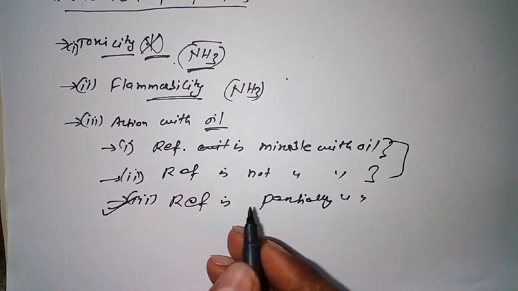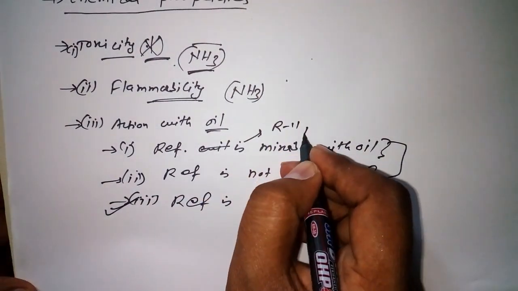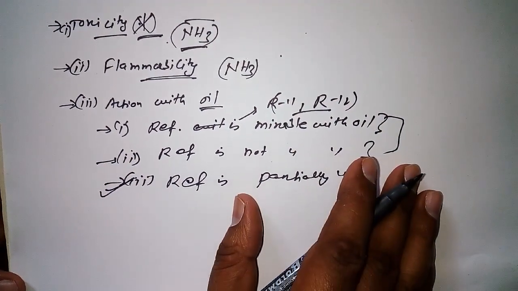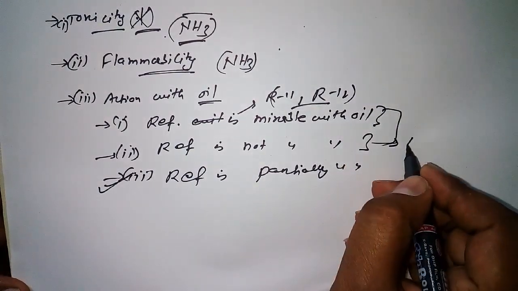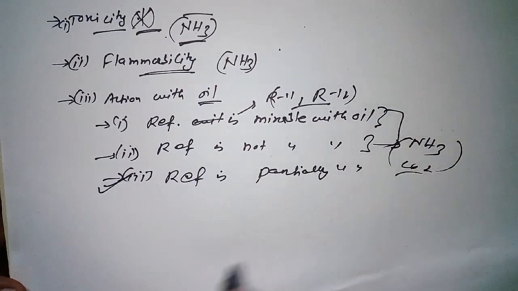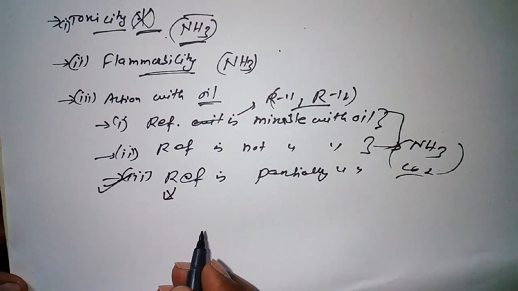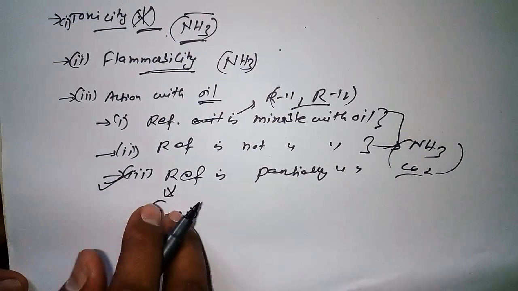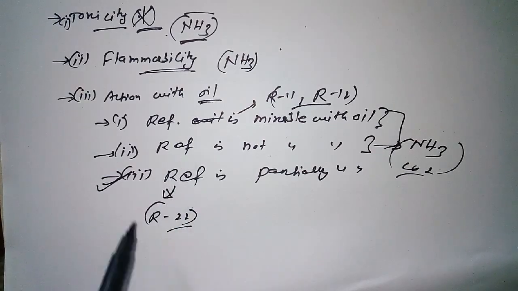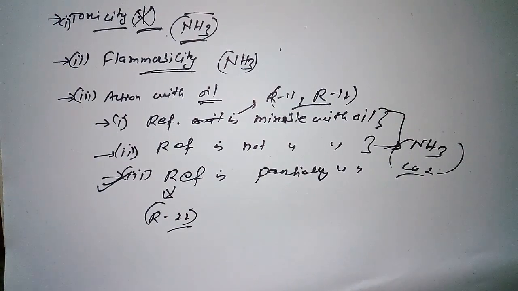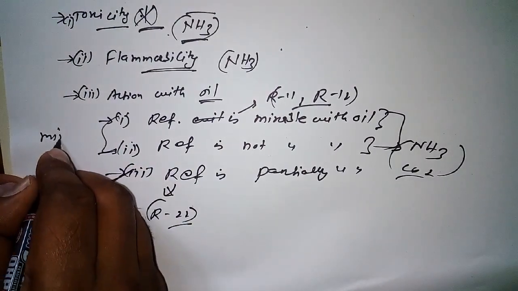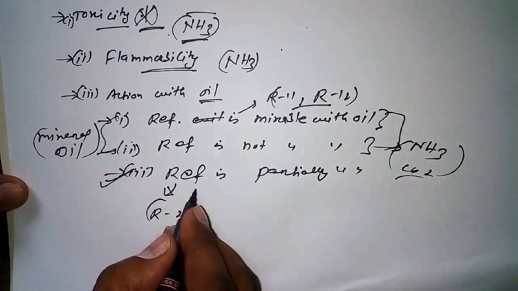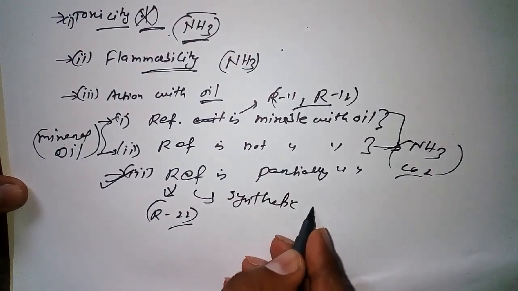Now for examples, refrigerants which are mixable with oil are R11 and R12. If the refrigerant is not mixable with oil, then NH3 and CO2 are there. If partially mixable, then R22 is there. This is dangerous. So for this case, we always use synthetic oil. But for this case, we always use mineral oil. For this case, we use mineral oil. And here we use synthetic oil.